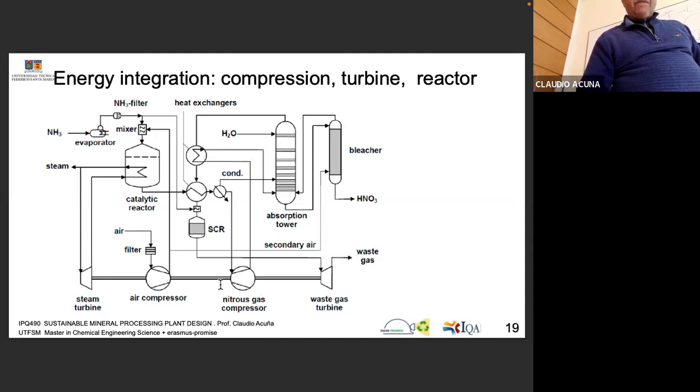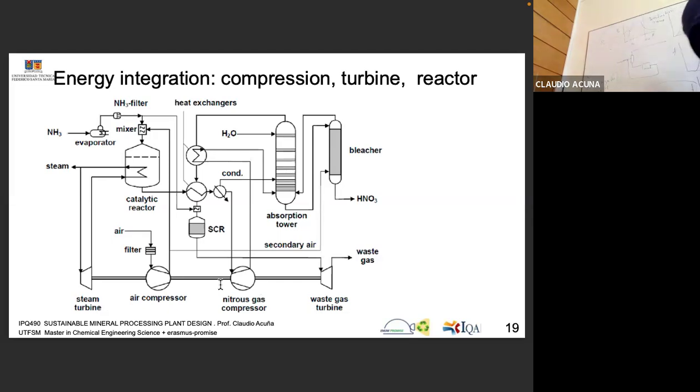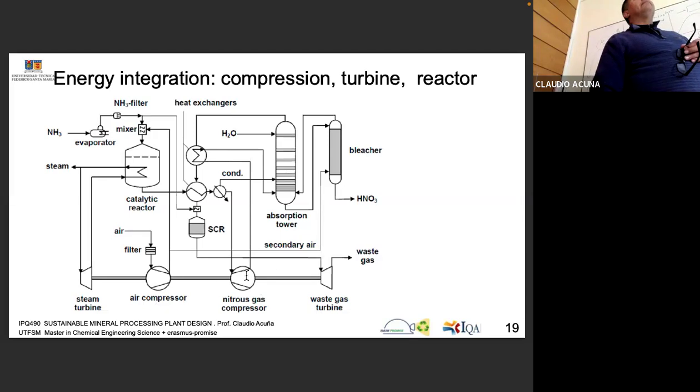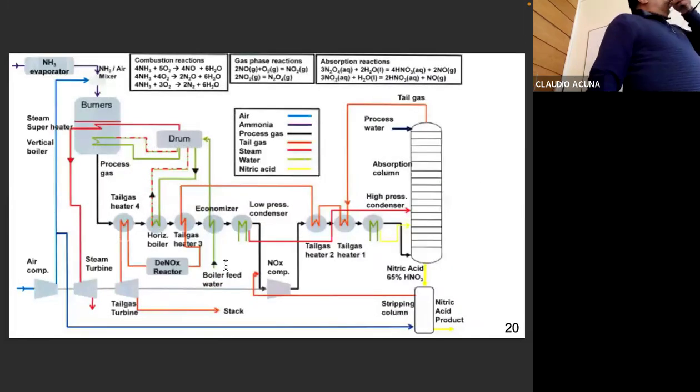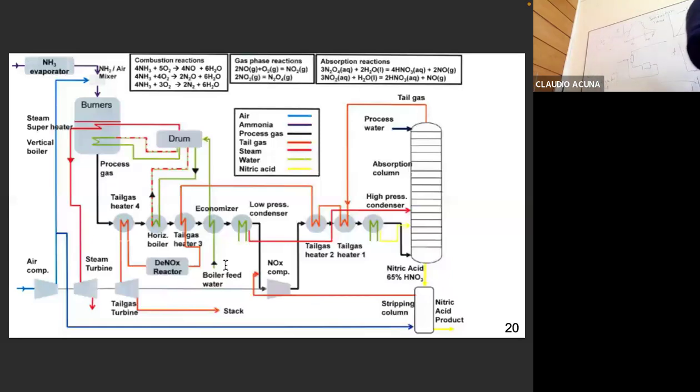Compressor, okay. And after that, it goes to a catalytic reactor. But the one that I want you to see is this: compressor, turbine, and gas generation. This is in more detail. And then once you generate the nitric acid, you concentrate it by distillation.